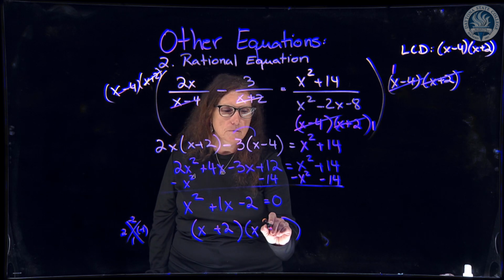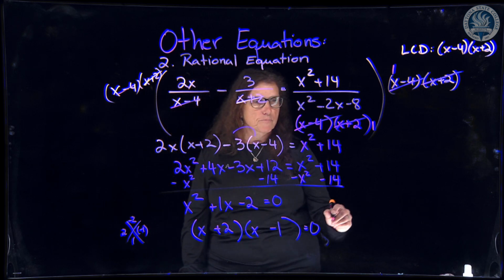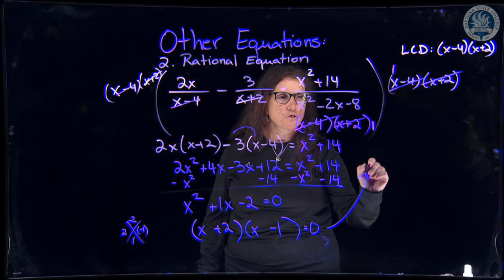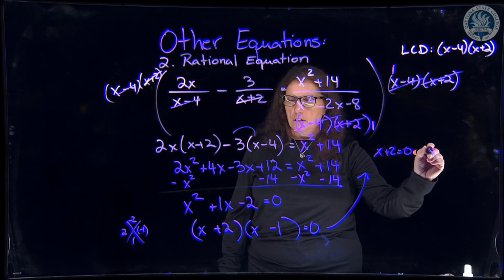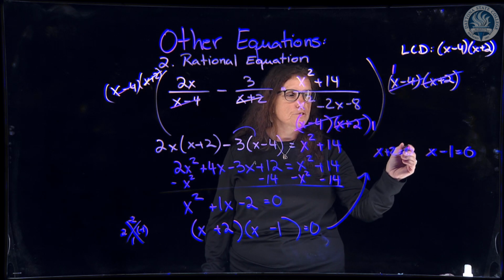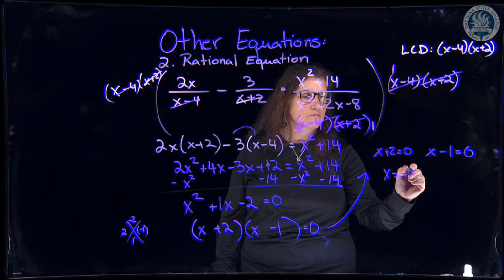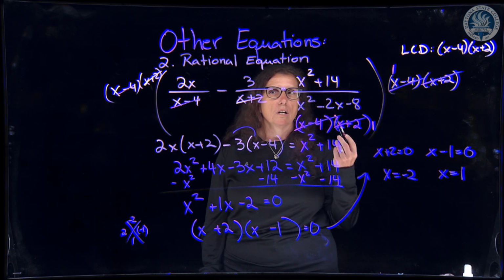x plus 2 times x minus 1 equals 0. Let me write over here. We set each factor equal to 0. X plus 2 equals 0 and x minus 1 equals 0. We bring the 2 to the other side. X is equal to negative 2, and x is equal to 1.